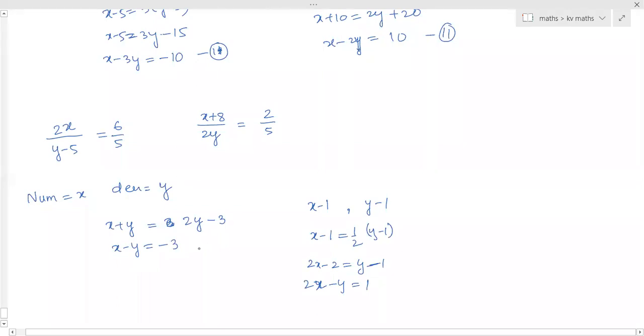Okay, ma'am. And ma'am, in question number 9, the question is: the sum of numerator and denominator of a fraction is 4 more than twice the numerator. Yeah, same type of question exactly. If the numerator and denominator are increased by 3, they are in the ratio 2:3.